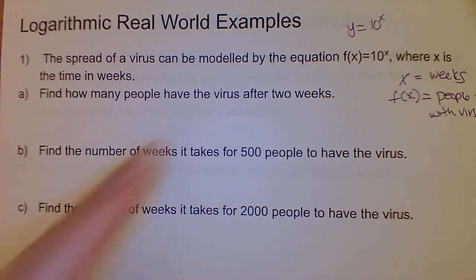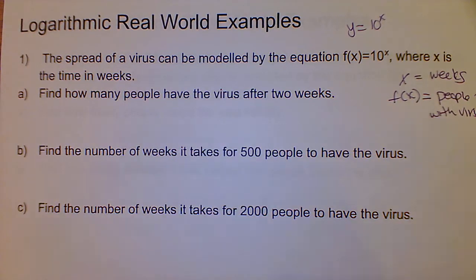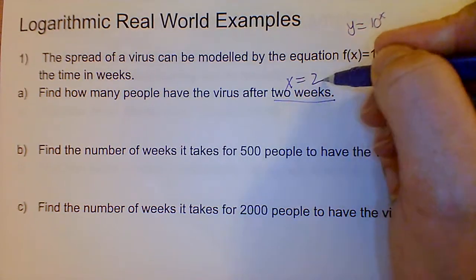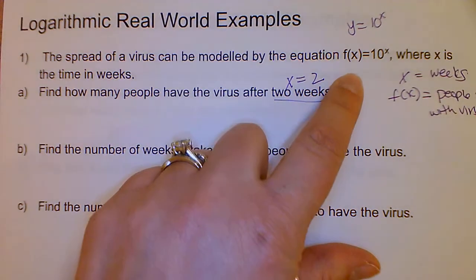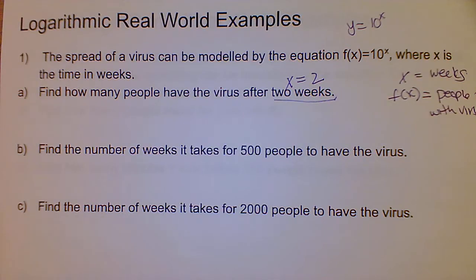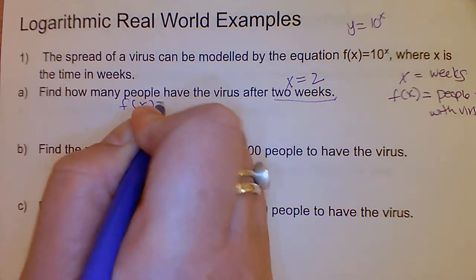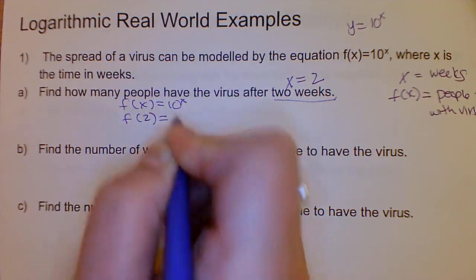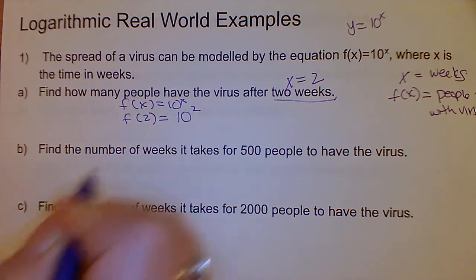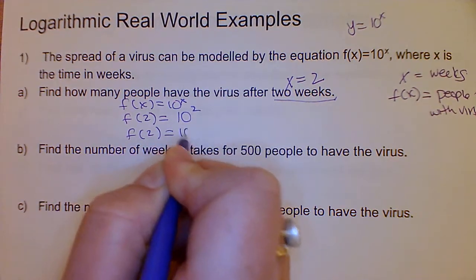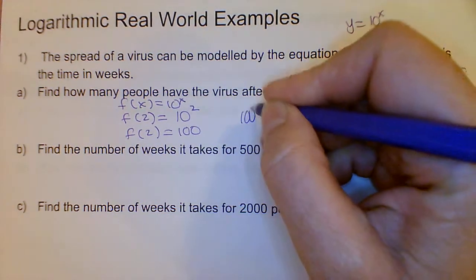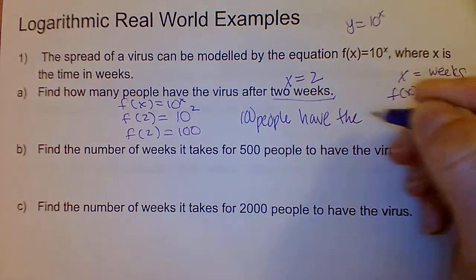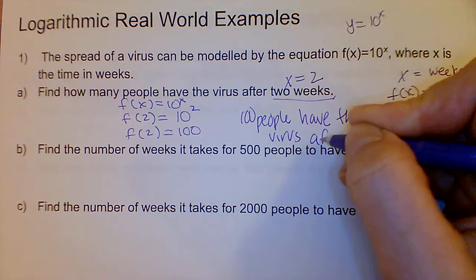Okay, so find out how many people have the virus after 2 weeks. So x is weeks, so x is going to be 2 here. I'm annotating. We have to use this function and put 2 in where the x is. So we have f of 2 equals 10 squared. So f of 2 equals 100. So we know 100 people have the virus after 2 weeks.